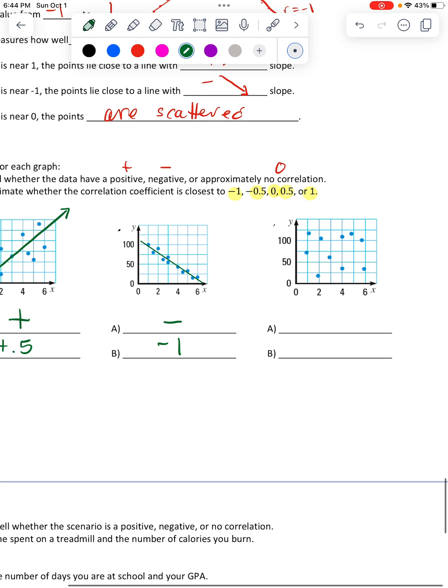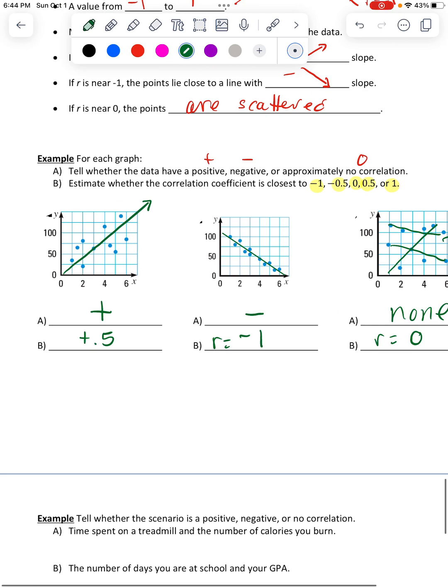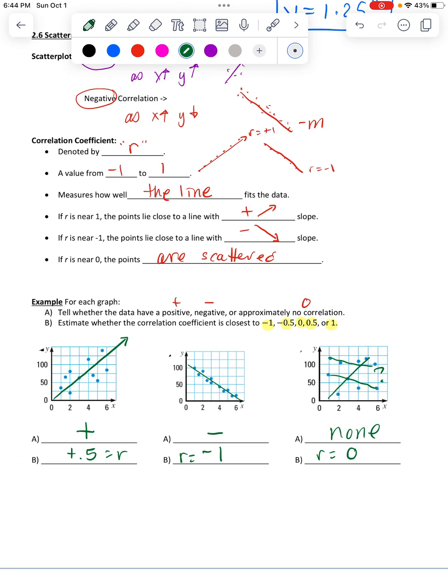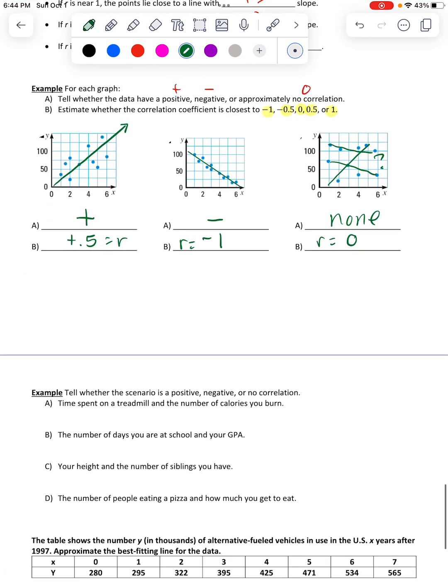Sorry. And then in the last example, I don't even know where to draw a line. Like, does it go here? Does it go here? Here? So there really isn't a correlation. And so I'd have to say there is none, and I'd give it an R value of 0 because there's not a trend. It's not trending upward. It's not trending downward. It's just scattered. So that's just the concept of R.